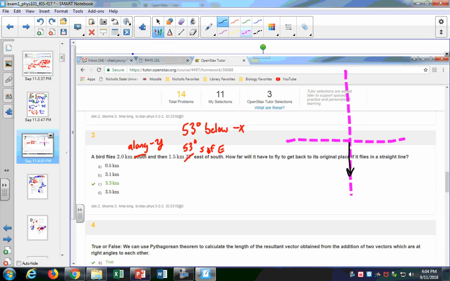So the first vector is along the negative y. It's 2 kilometers. The second vector is 53 degrees below the negative x-axis. So that's 53 degrees, and it's 1.5 kilometers. So that's what that vector would look like, 53 degrees below the negative x-axis. It says here it's supposed to connect, like the tip of the... Yeah, if you really want to do tail to tip, you could take this vector.